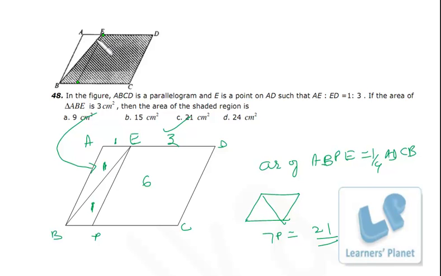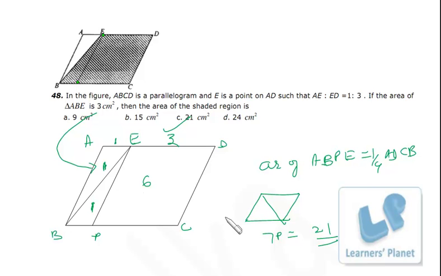After that, the diagonal divides the parallelogram into 2 equal triangles. So if it is 1 part, it has to be 1 part. If it is 3, it has to be 3. So 3 and 3, 6 is the area of ABPE. That means the entire area must be 24. If from 24 we deduct the ABE area, that is 3, you'll be left with 21. That is the area of the shaded region. Very simple.